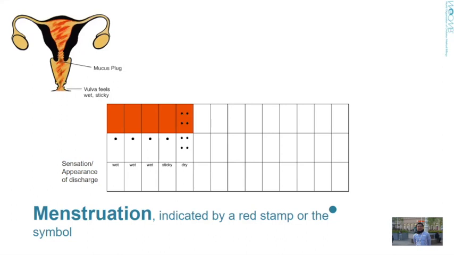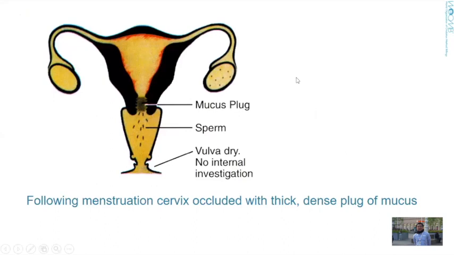The moment the menstruation becomes light or spotting, and the sensation of the spotting is dry, then it is no longer menstruation, but it is the beginning of a new phase in the cycle. So menstruation is heavy bleeding with a wet sensation. Take note of the symbols that we are using. If there is no more bleeding and the sensation is already dry, it means the cervix is already closed. No more discharge.